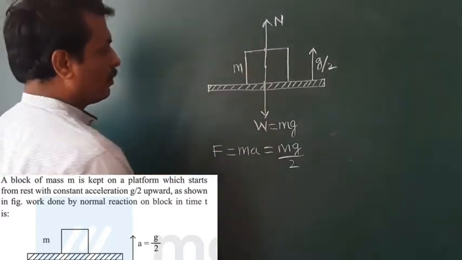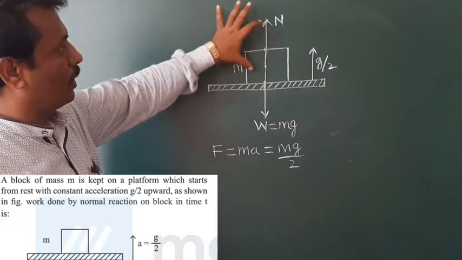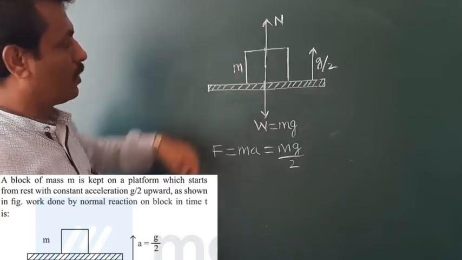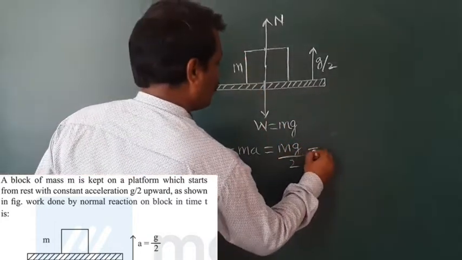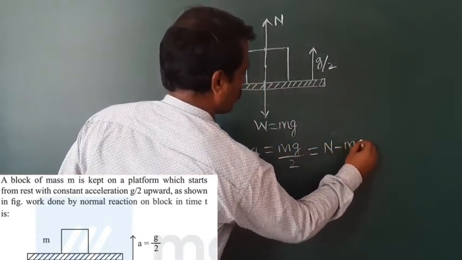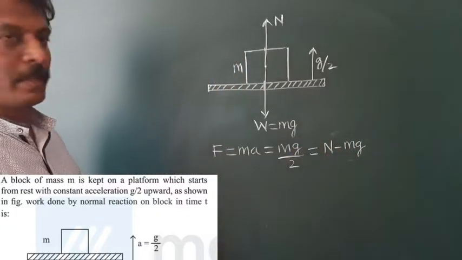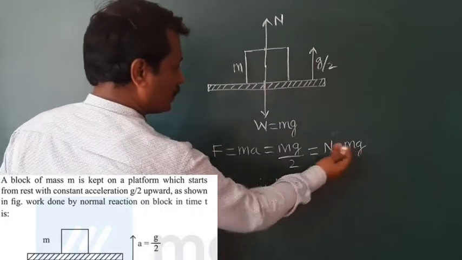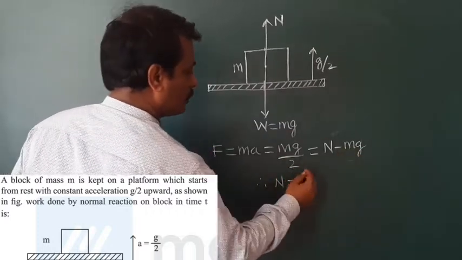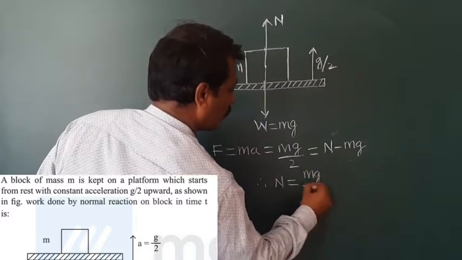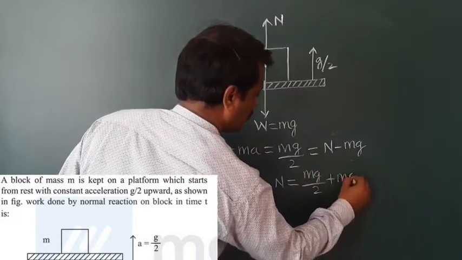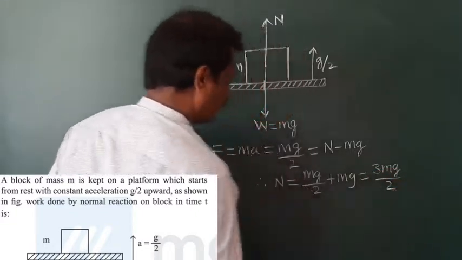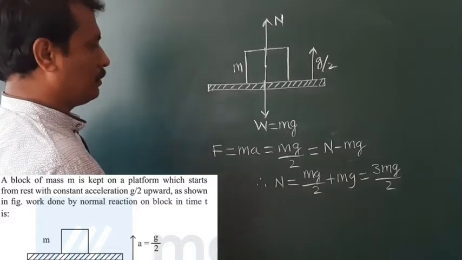But from the figure, we can see that there are two forces acting on the body. One is the normal reaction and another one is mg. Therefore, the resultant force acting on the body will be N minus mg. So we can write N is equal to, I will bring this mg to the left side, then this minus mg becomes plus mg. So we get mg by 2 plus mg, that is equal to 3 mg by 2. Mg by 2 plus mg is 3 mg by 2.